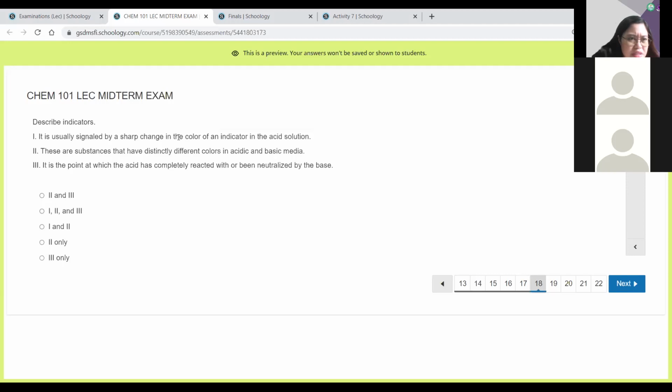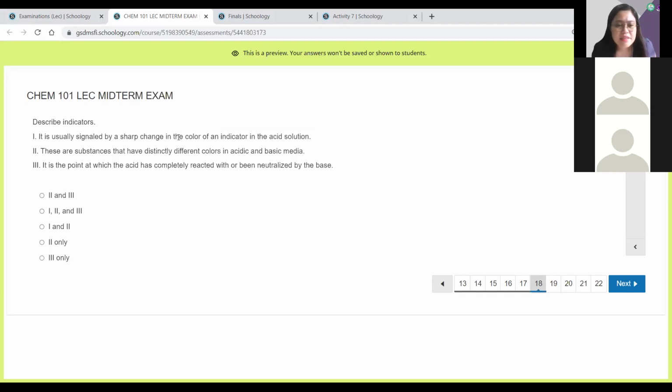Let's see number 2. These are substances that have distinctly different colors in acidic and basic medium. This sentence is correct. When you say indicators, when you add them in an acid solution, they will change color. And then kung sa basic substance naman sila i-add, mag-change din sila ng another different color. So 2 is correct. How about 3? It is the point at which the acid has completely reacted with or been neutralized by the base.